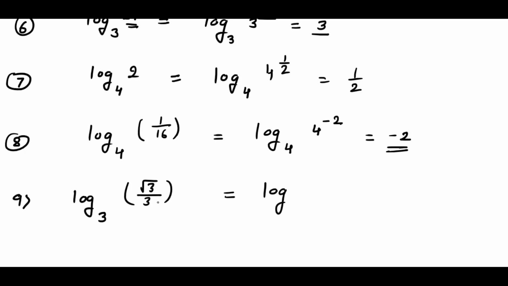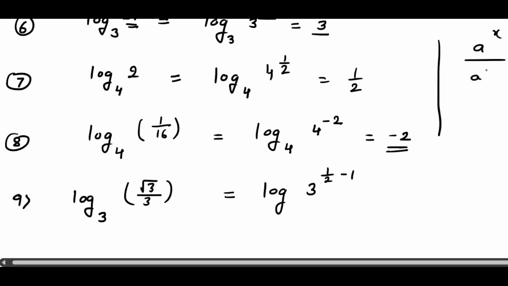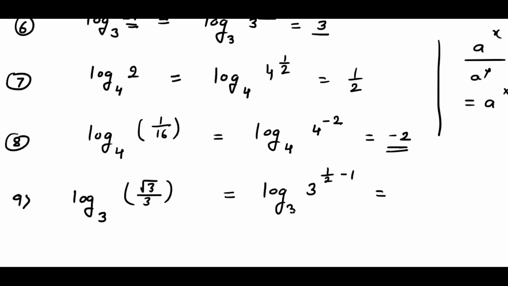This root 3 divided by 3, I have to write in terms of 3 power. So root 3, you see, is 3 power half. Divided by 3 means I will subtract 1. I will use the concept of a power x divided by a power y can be written as a power x minus y. Okay. So this is, and yes, the base is 3. So this is log. Now 3 power half minus 1 is what? Minus half to the base 3. So my result is what? Minus half. Yes or no?